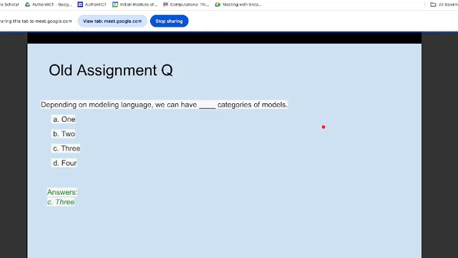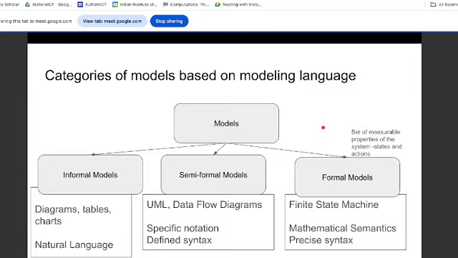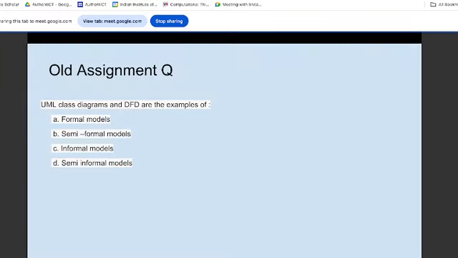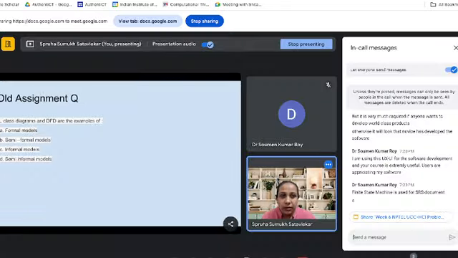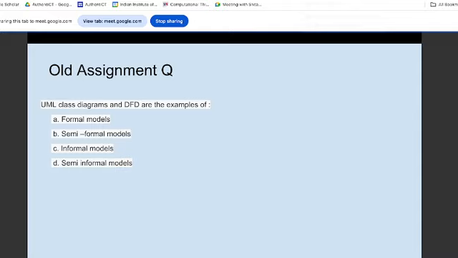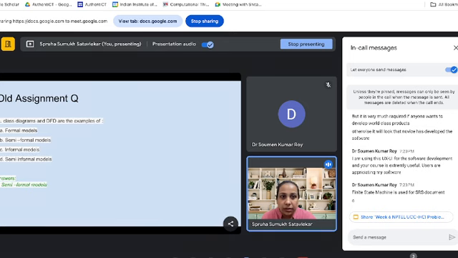The answer is three, depending upon modeling language. These three: one was the informal, semi-formal, and then formal. UML class diagrams and DFD are examples of what? Again, another basic recall level question. The answer is semi-formal model. The confusion could have been between semi-formal and semi-informal, but the answer is semi-formal.